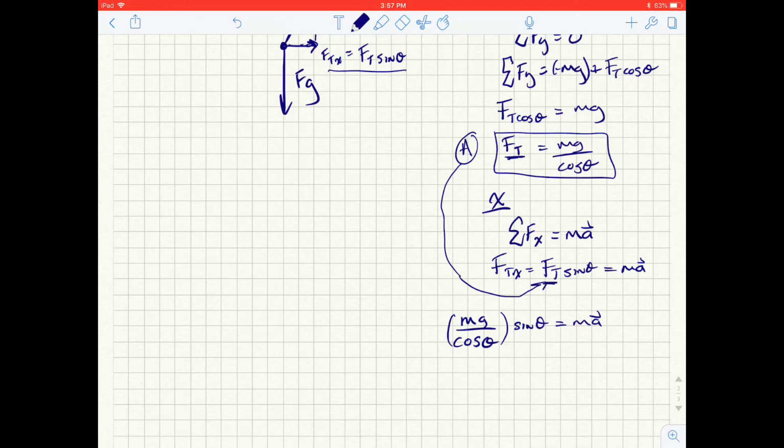We have mass here applying in the same manner to both sides, so we can cancel those out, negate their effects because their effects are the same on both sides of the equation. And so we're left with little g multiplied by sine theta divided by cos theta, the simple rearrangement there, is equal to the acceleration.